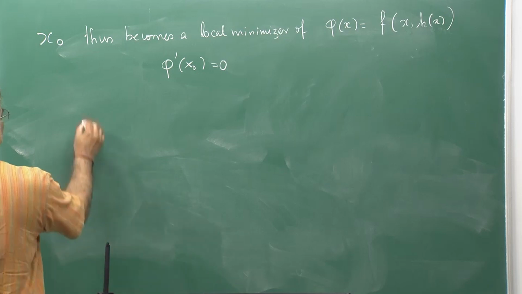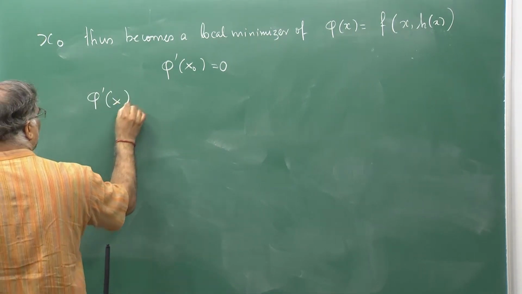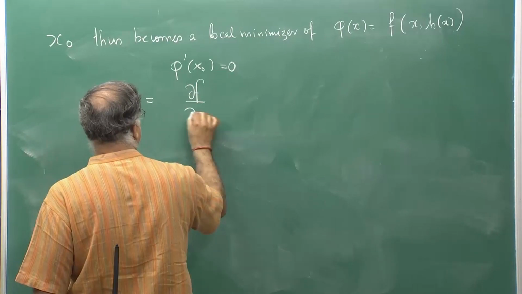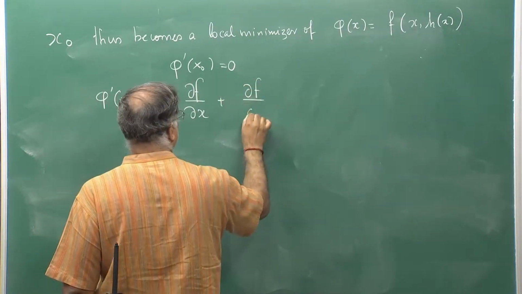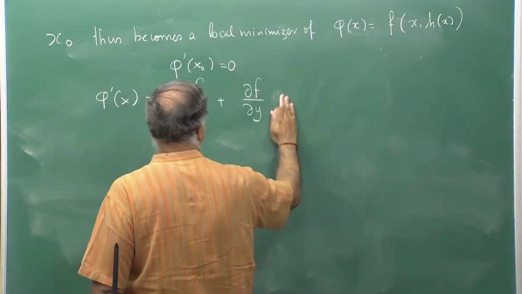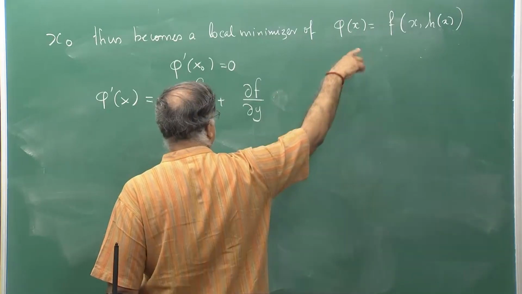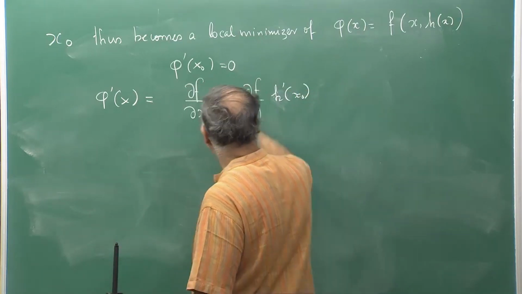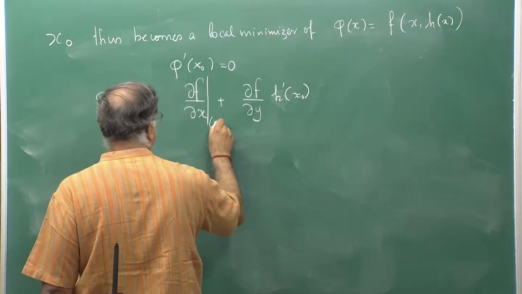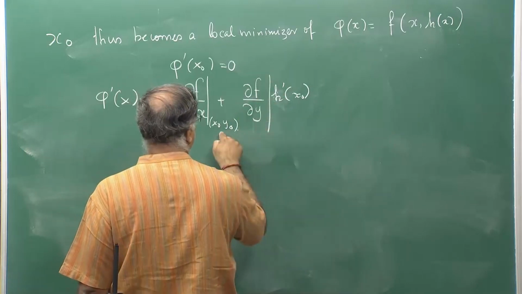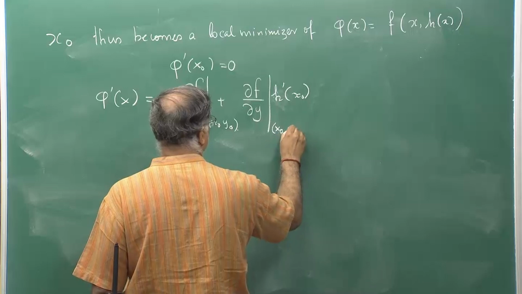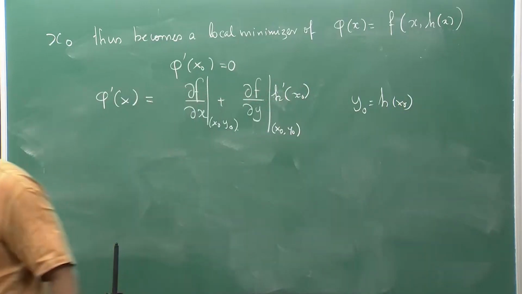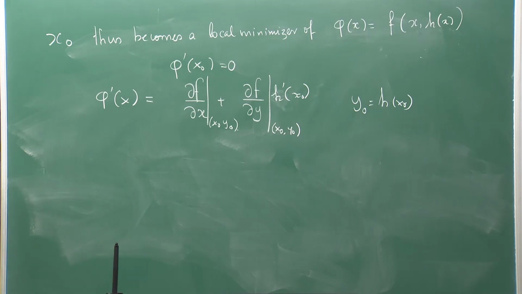But what is phi dash x? If you go by your chain rule, it is del f del x plus del f del y into del h del x, which is h dash x, since y is h of x. These things are evaluated at x naught y naught, where y naught is of course h of x naught, because x naught y naught is in that neighborhood. So phi dash x naught is this, and this is 0.